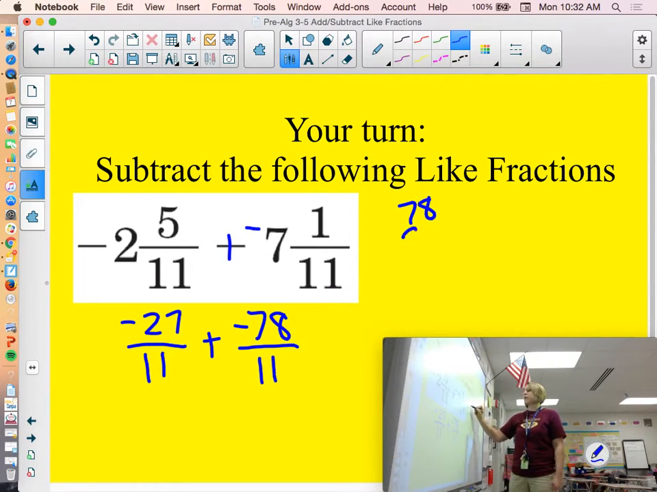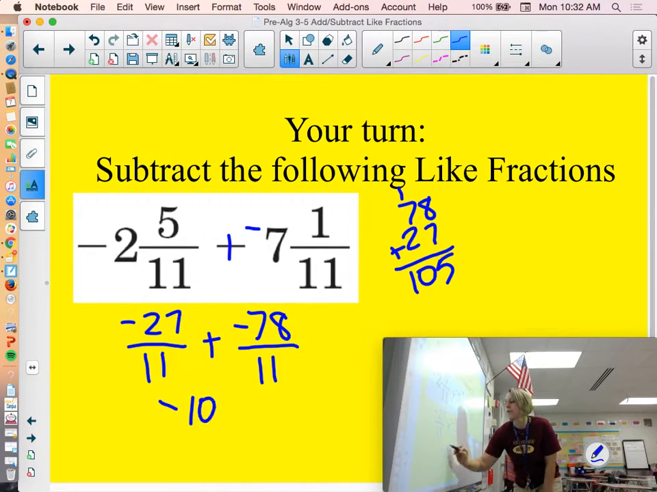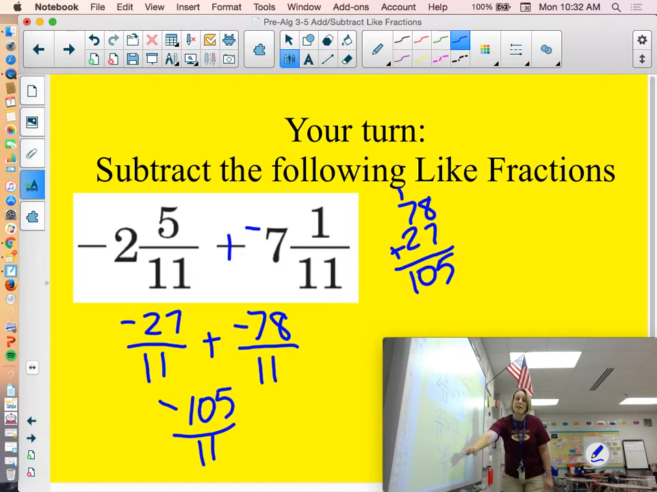I'm going to do that over here. You'll have to let me know if I make any mistakes. And this is negative 105 over 11. This time we can't leave it like that. That's not going to work. So we have to do 105 divided by 11.